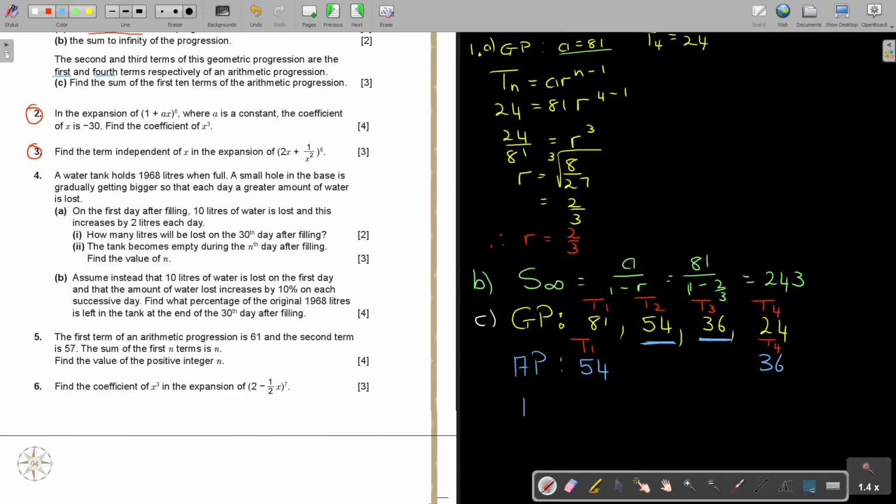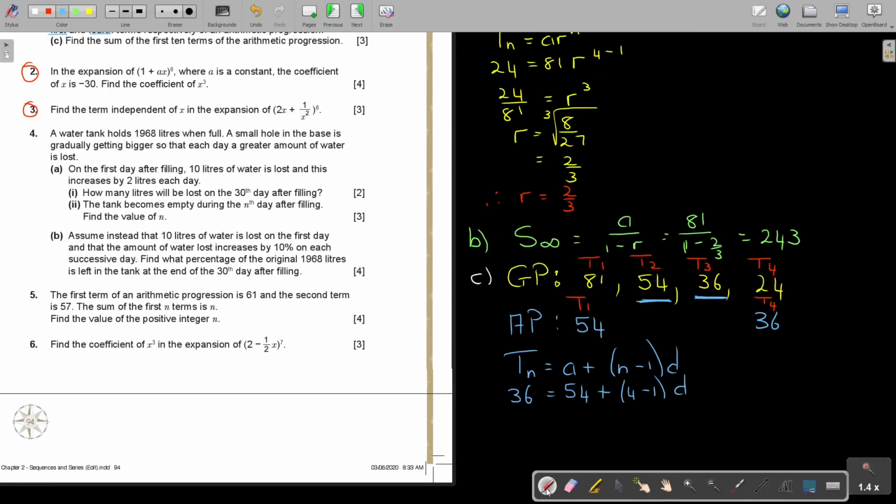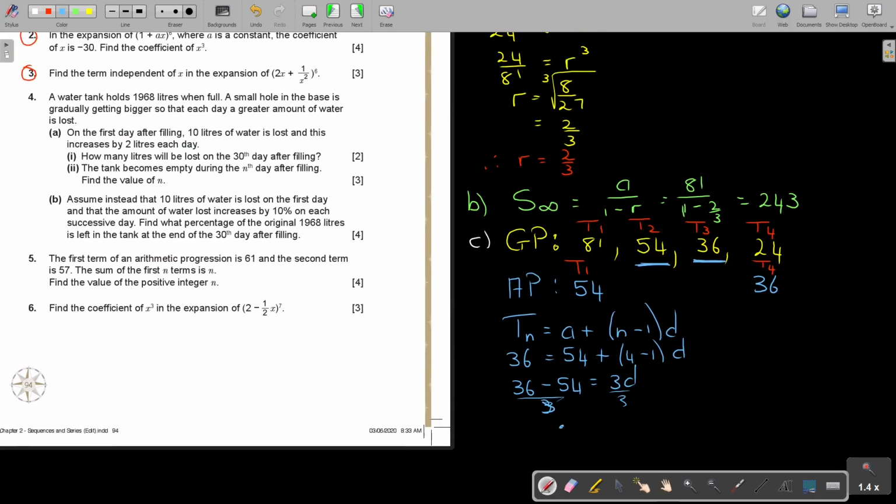So for APs, do you remember the formula? Tn is a plus bracket n minus 1 d. Now in the place of Tn, it's 36. I have a, 54. I have n minus 1, so it's going to be 4 minus 1. And then the value of d, which I'm going to find out. Okay. And then I'm just going to subtract that. So it's going to be 36 minus 54, and that's 3d. And if I divide and subtract, I get that the value of d will be equal to -6.